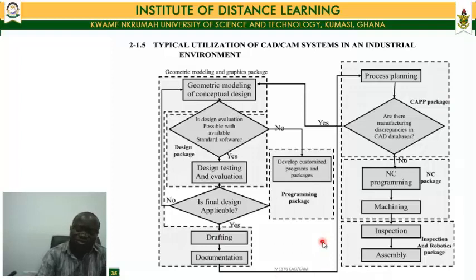So what we're saying is that in a typical industrial environment, how you utilize the CAD/CAM system is that you don't throw away what you currently have available. Instead, you look at whether the current system of software packages can adequately address your challenge. If not, you go for customized programs. You don't necessarily chop and change everything that you have been using previously.